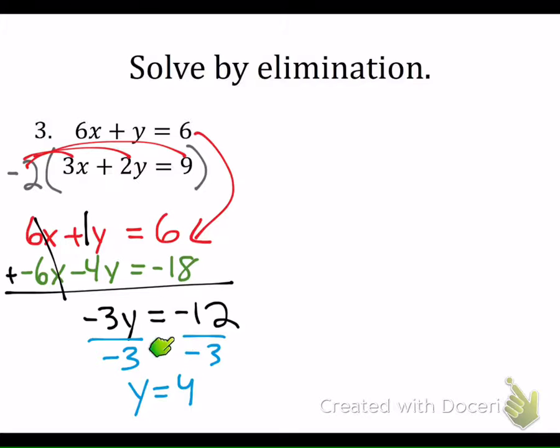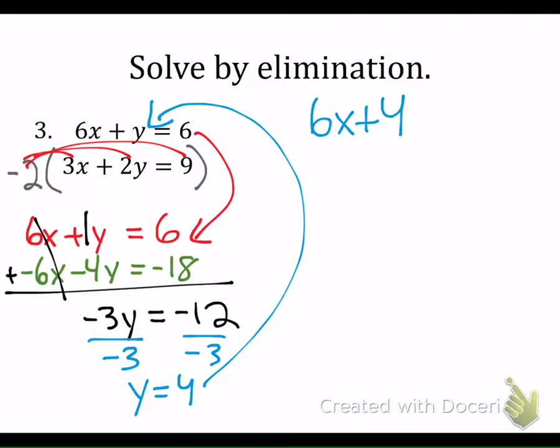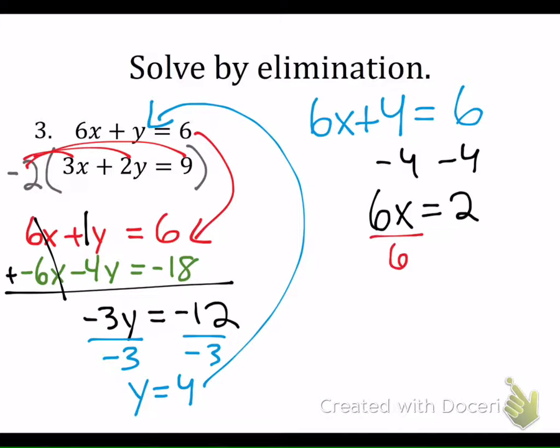Now, you can plug it into either of the original equations or either of the already multiplied equations. It doesn't matter where you plug it in. I'm actually going to plug it in up here where there's no coefficient. That looks easiest to me. So what happens? 6x equals 2. X equals 1/3. So I have 1/3, comma 4.